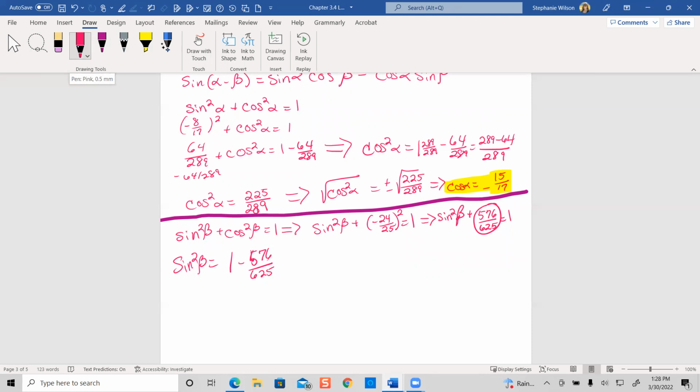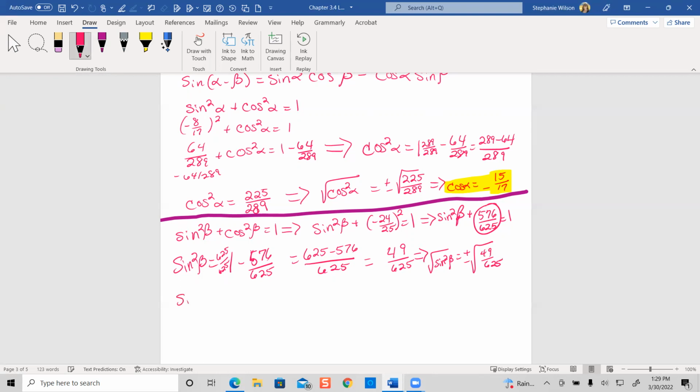Okay, so we need a common denominator. So I got to multiply that 1 by the common denominator, top and bottom. So now I got 625 minus 576 all divided by 625. And that gives me 49/625. So now I need the sine, and it's squared. So I'm going to take the square root of both sides. Gives me a plus or minus.